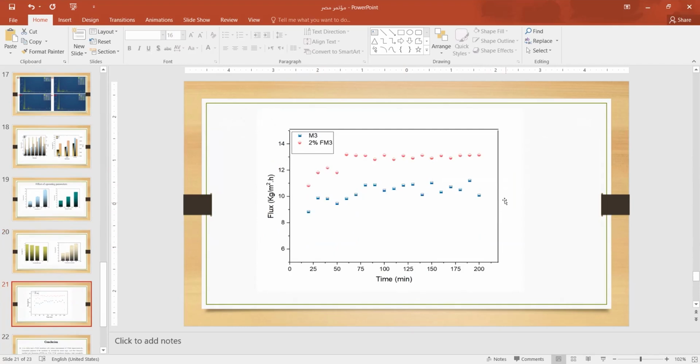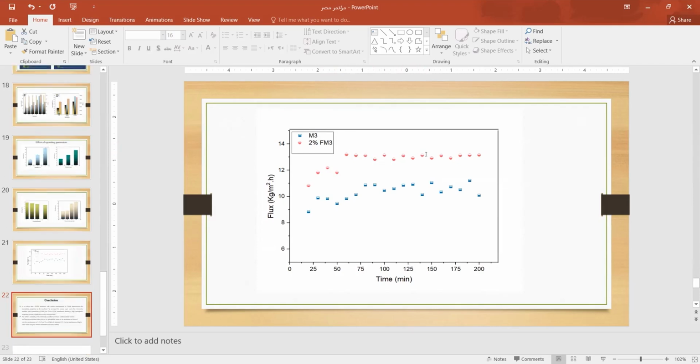Then we studied the effect of time on permeate flux for the membrane before and after chemical modification with fluorosilane solution. It was found that the membrane after chemical modification is highly stable and has high salt rejection.